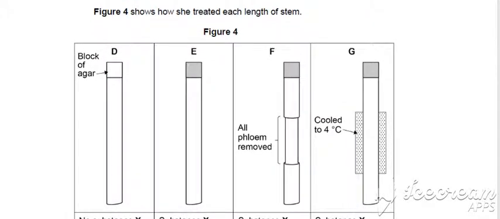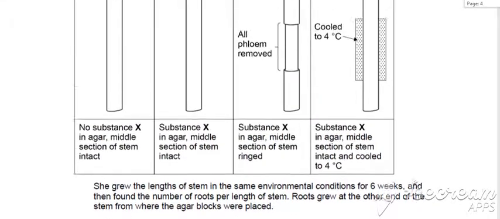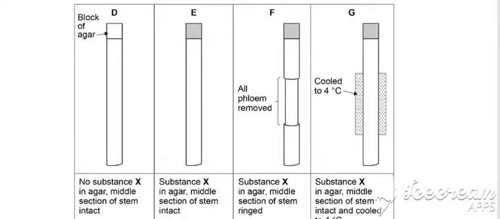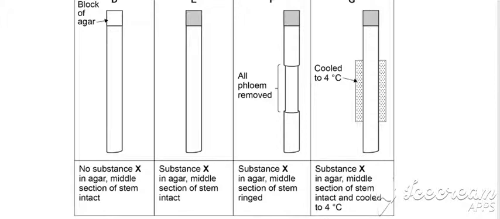So in D, there was no substance X. And the middle of the section of the stem stayed intact. In E, there was substance X in the agar at the top and everything was intact. F had substance X in agar, but the middle of the stem was ringed. And then G had the substance X, but it was also cooled to 4 degrees, but it was left intact.